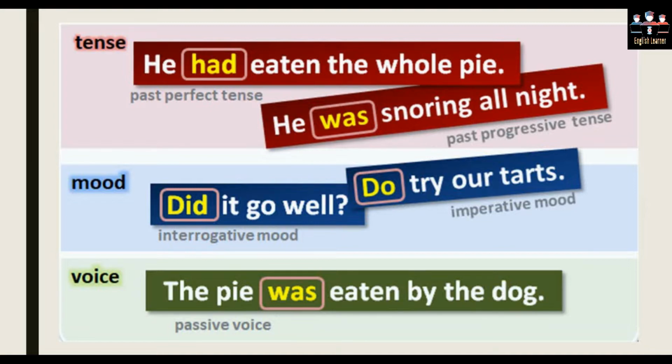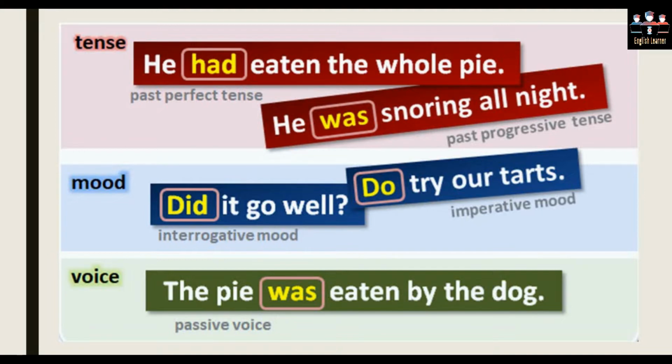Next function is auxiliaries acting as a mood. Did it grow well? In this example, did is used in interrogative mood. Do try our tracts. In this example, do is used in imperative mood.